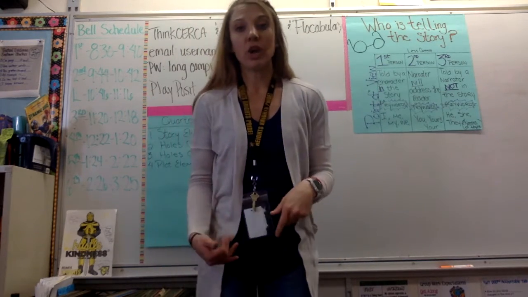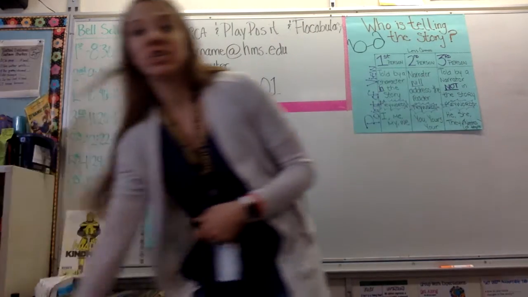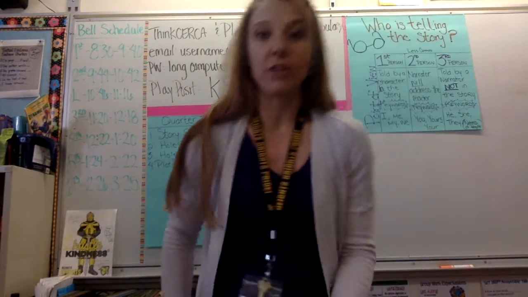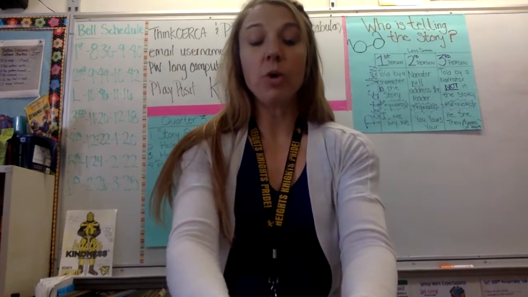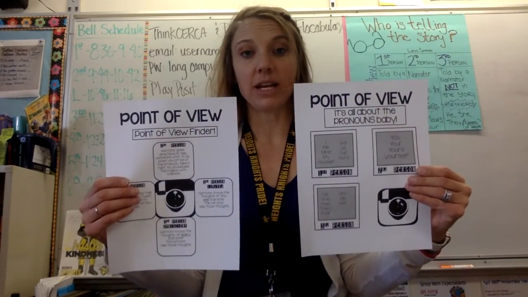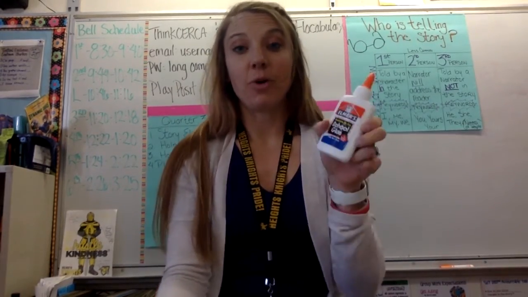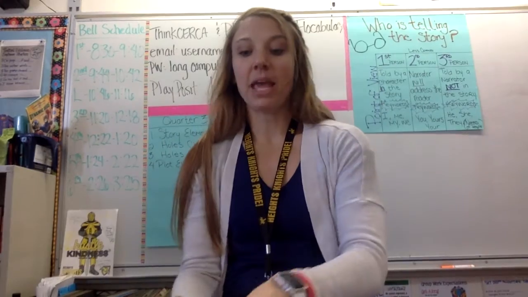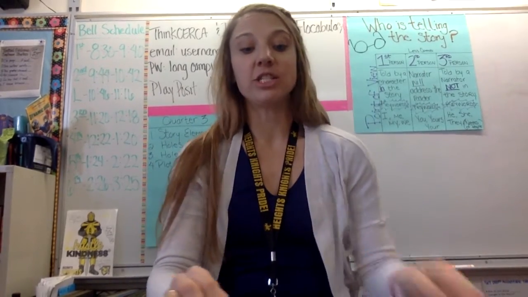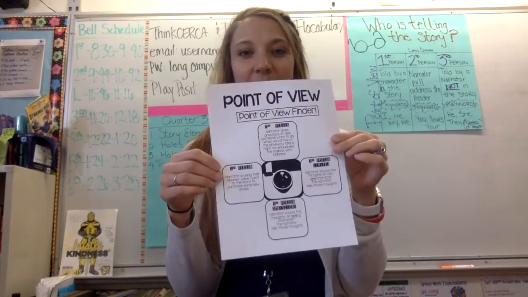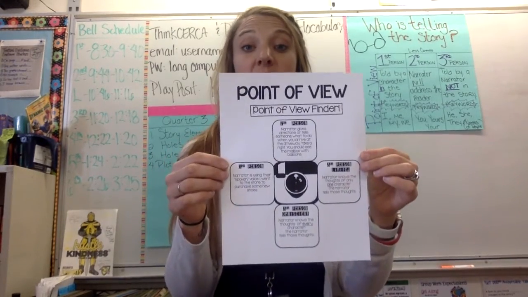So we are going to create a foldable today that is going to help you remember all of those steps. You will have needed to grab these two handouts that you find here on the counter. You will also need colors, glue, and scissors, okay? Very important that you follow all these directions carefully. First, let's start with this handout here. So this is our point of view finder.